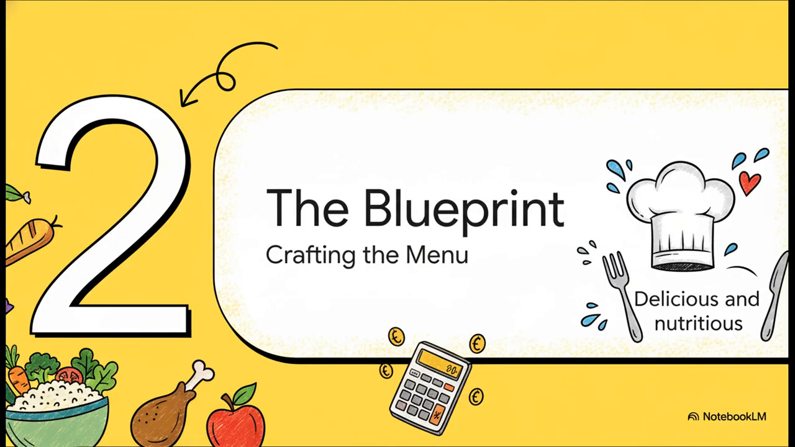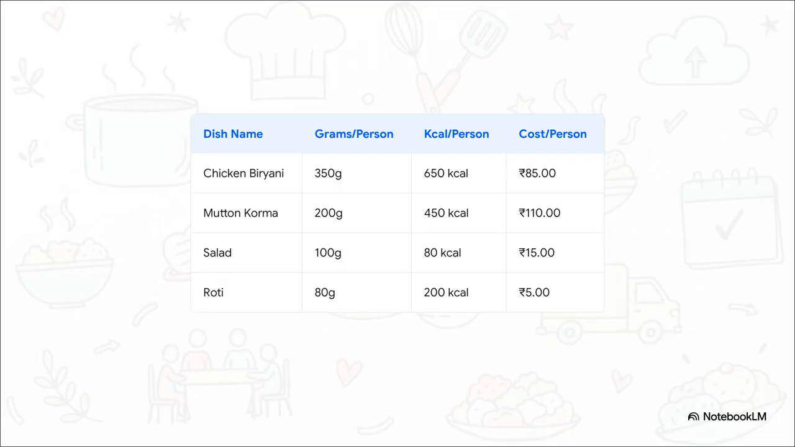With the event's basic logistics locked in, the focus now shifts to crafting a menu. And we're not just talking about something delicious. We're talking about a meal that's also nutritious and cost-effective. So the manager starts building out the menu. And check this out. As they add each dish, the system is doing all the heavy lifting in the background. It's pulling from a huge central library of over 300 standardized recipes to calculate the exact grams, the calories, and even the estimated cost per person, all in real time.